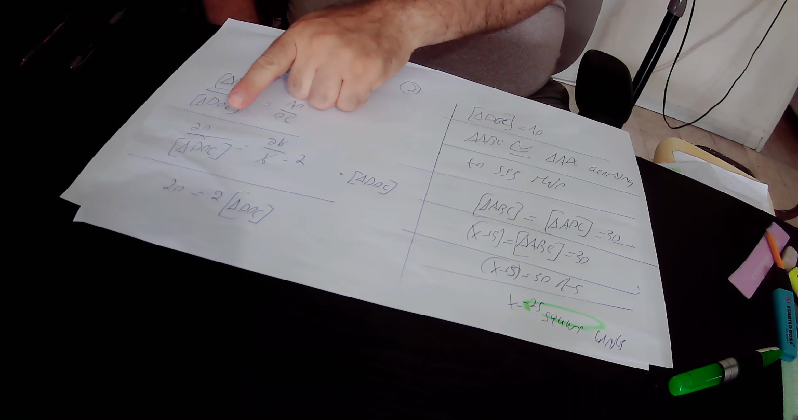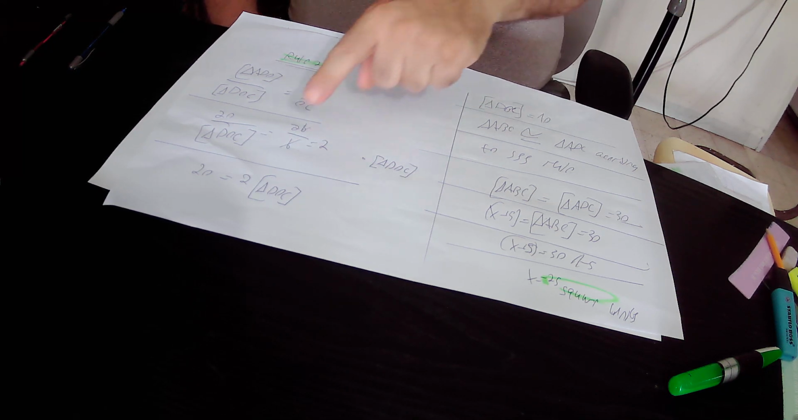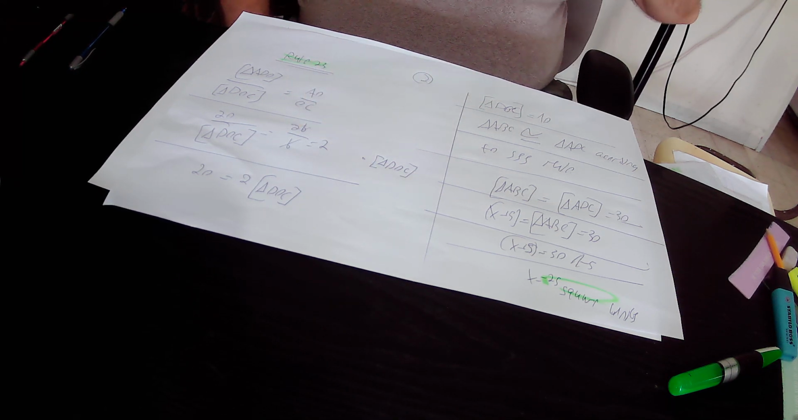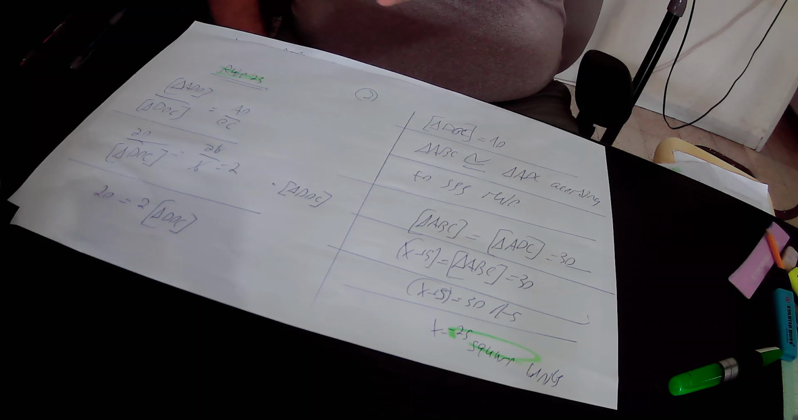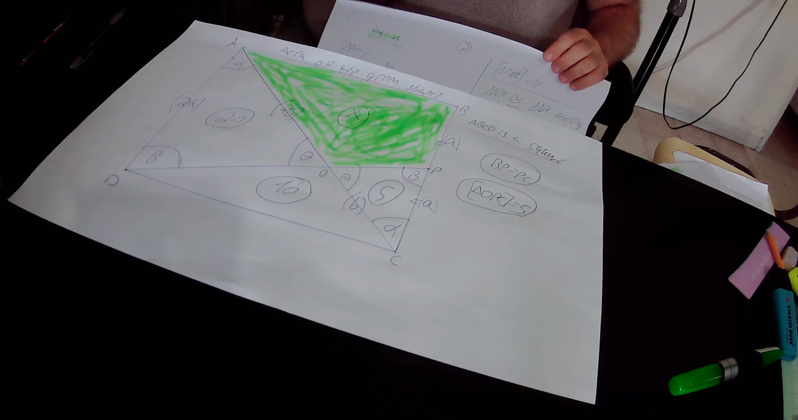Here we multiply this equation by the area of triangle DOC, and find that 20 equals 2 times the area of triangle DOC. Here we divide this equation by 2, and finally find that the area of the small triangle DOC equals 20 over 2, that is 10. So the area of triangle DOC equals 10 square units.